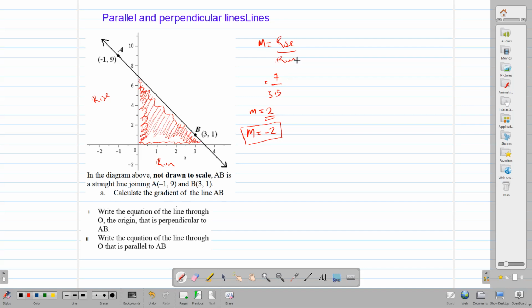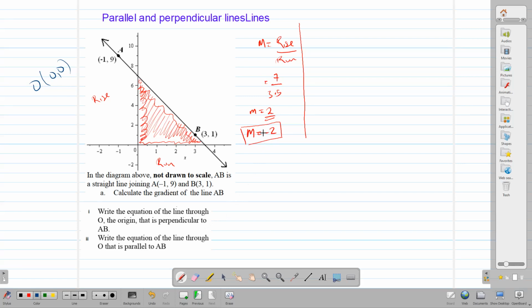All right, now that we have our gradient, we need to look at how to find the first part. The first part is write the equation of the line through O, and O is 0, 0. O is the origin, the coordinates are 0, 0. We need to write the equation of the line through O that is perpendicular to AB. Now, this is our gradient.